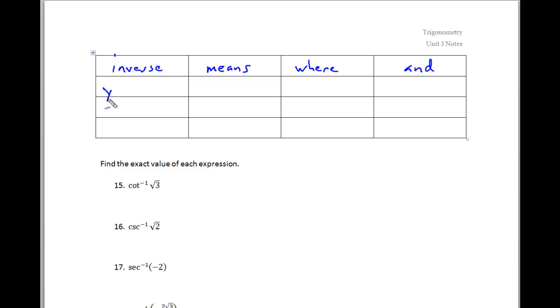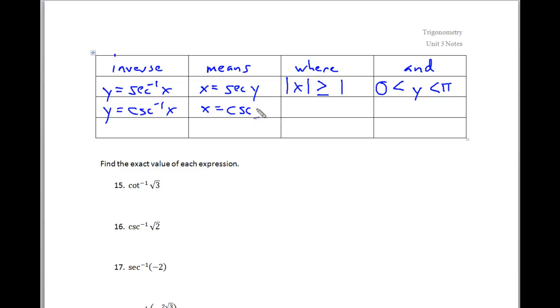So this is going to be the secant. The inverse of secant, it really means if you switch the x and y around, you change it to the secant function there, where the absolute value of x is greater than or equal to 1, and we are between 0 and pi.